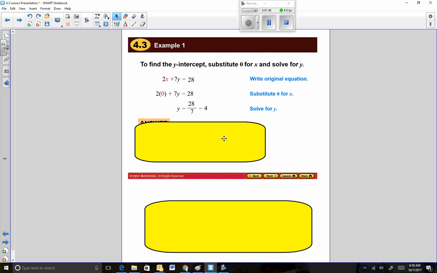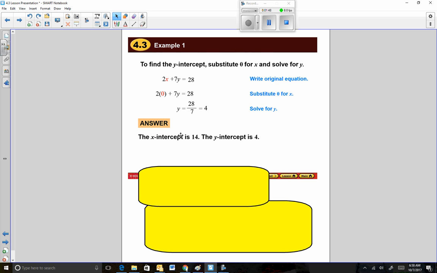So our x and y intercepts: the x-intercept was 14, and the y-intercept we just found is 4. The process is, if you want the y-intercept, the opposite variable is x, so put a 0 in for x. If you want the x-intercept, put a 0 in for y.